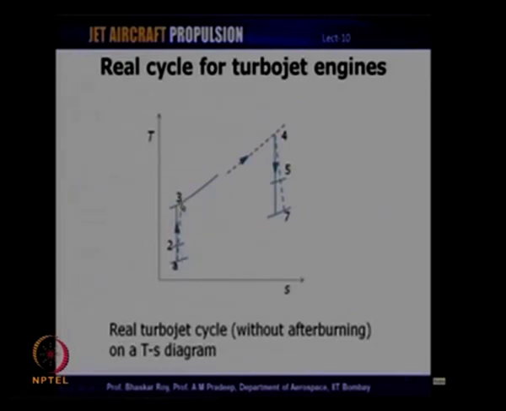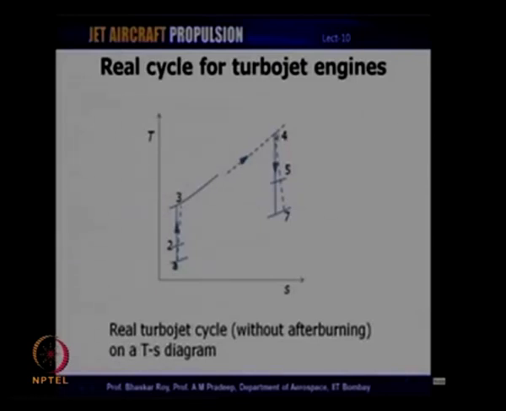At the end of the compression process, which is at point 3, we have the heat addition in the combustion chamber. In the ideal cycle this would have been a constant pressure line, and in an actual or real cycle, it is no longer constant pressure. There is a loss of pressure occurring in the combustion chamber, which is why we have two different pressure lines shown here.